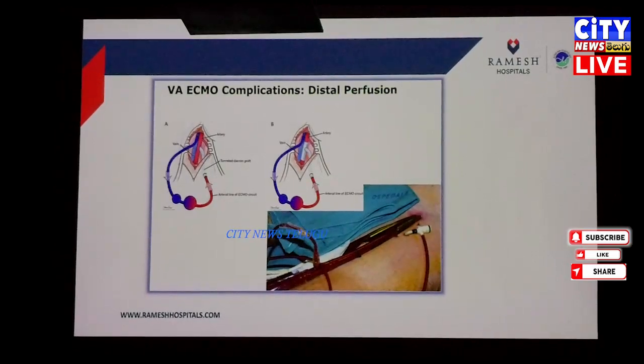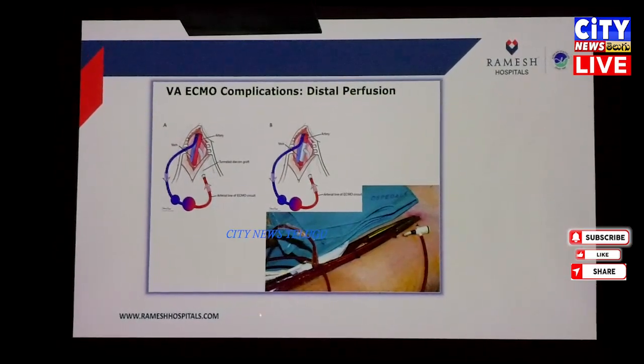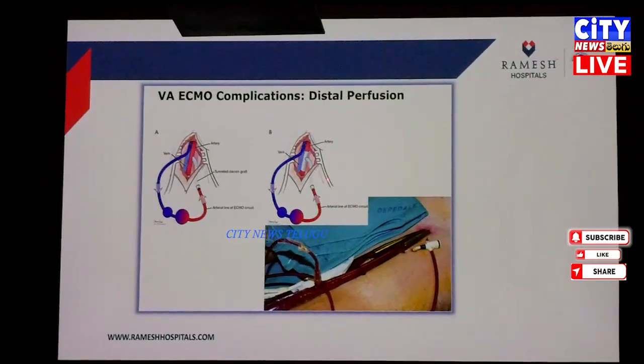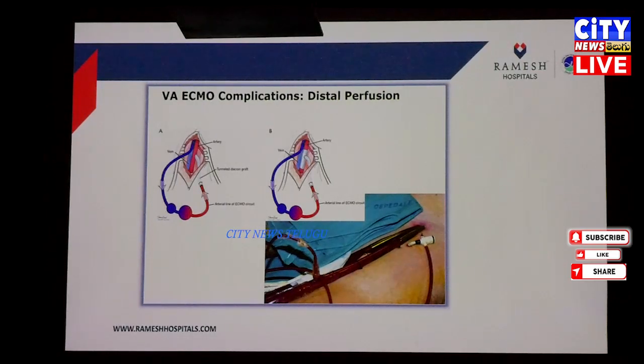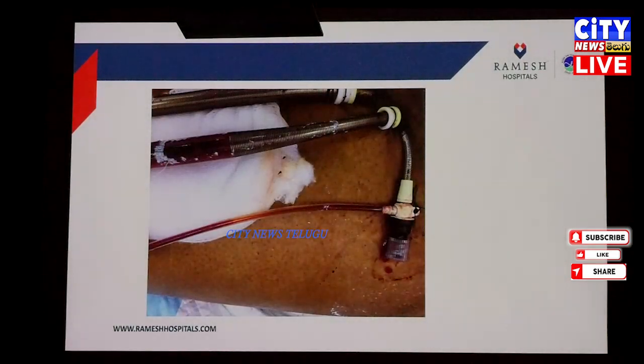To deal with this, what we can do is, instead of putting the cannula directly into the femoral artery, we suture in a graft to the femoral artery. If you suture in a graft to the femoral artery, you don't have to put the distal perfusion catheter. This is how it looks. So this is a real-time photo. This is the femoral artery cannula, and this is the distal perfusion, very close to each other.